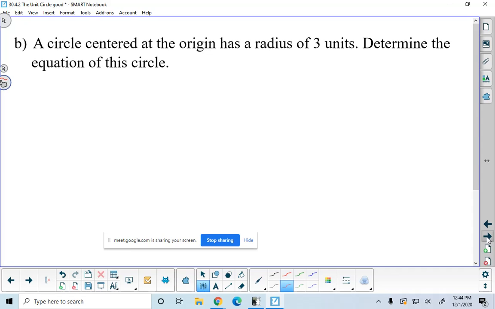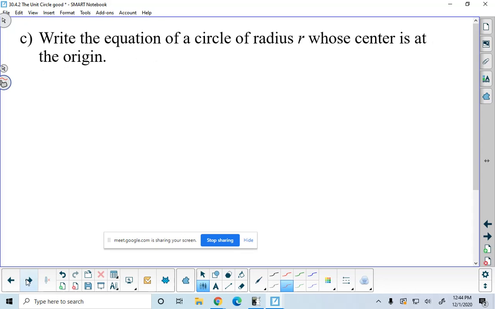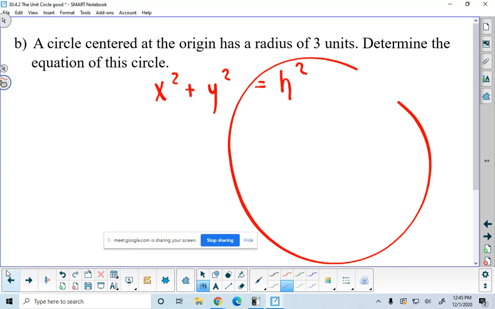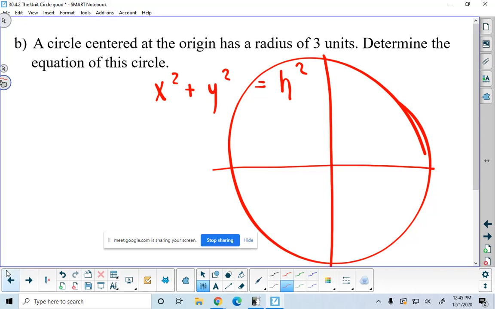B says we have a circle centered at the origin with a radius of 3. Determine the equation of this circle. Well, the only difference here is that we're still going to start off with x squared plus y squared equals the hypotenuse squared. But if I take a look at my circle, this distance is 3 because the radius is 3. So the hypotenuse on our right triangle is 3.